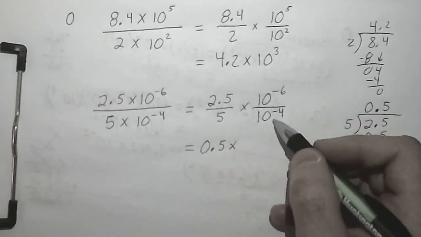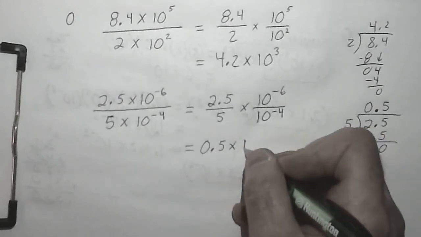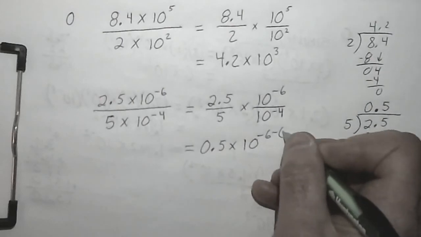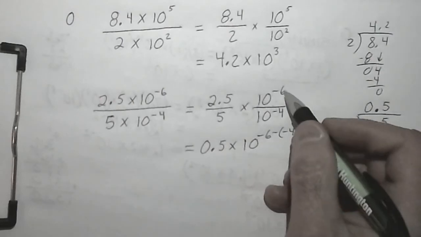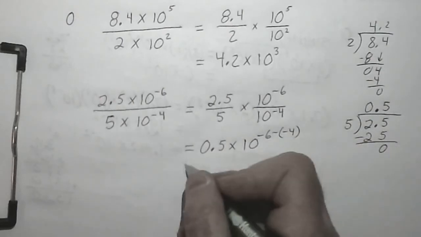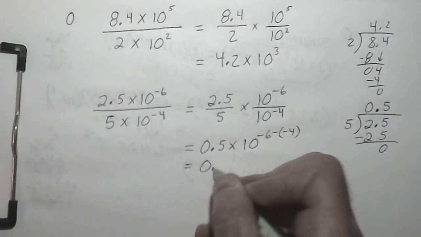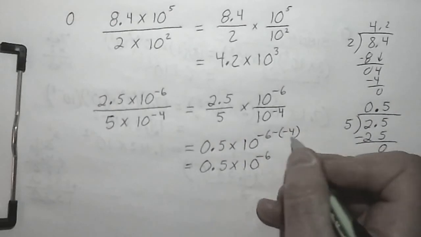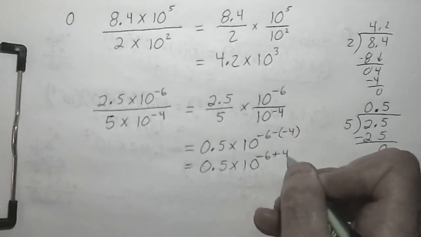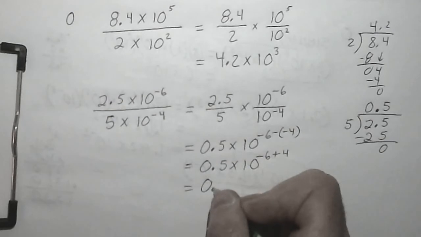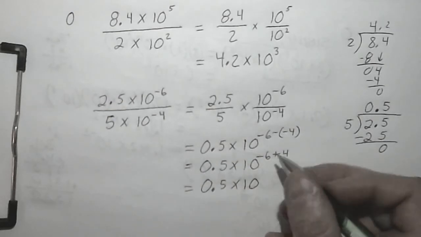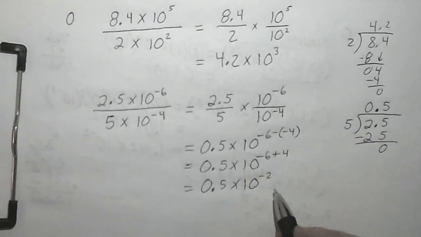And when we divide like bases of 10, we keep the base the same and we subtract the exponent. So this would be 10 to the negative 6 subtract negative 4 power. Numerator minus denominator power. Hence, this is 0.5 times 10 to the negative 6. Subtracting a negative 4 is adding 4. Hence, we have 0.5 times 10 to the negative 6 plus 4 is negative 2 power.